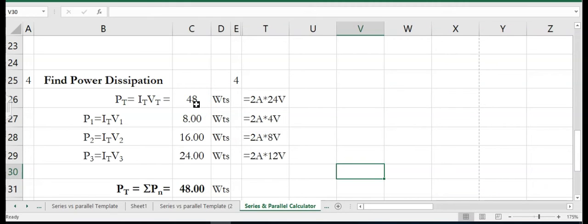48 watts. At home, you use a light bulb in your room. Maybe it's 60 watts. Maybe if you need a brighter bulb, you have 75 watts. Maybe if you really want to light up the room, you use a 100 watt bulb. So here are your watts.